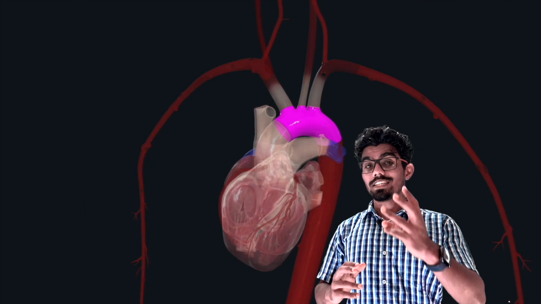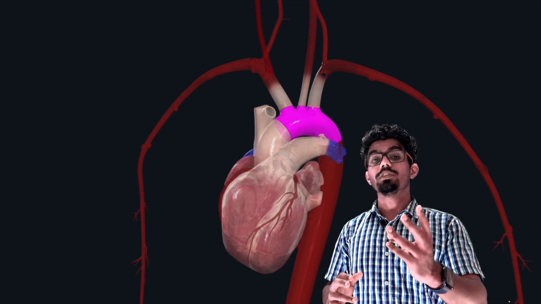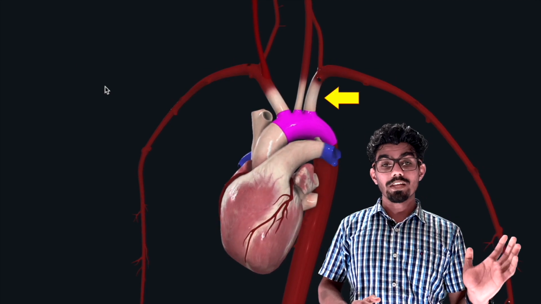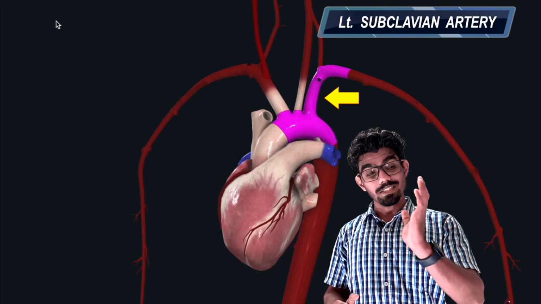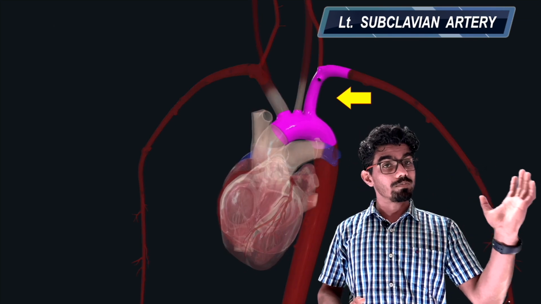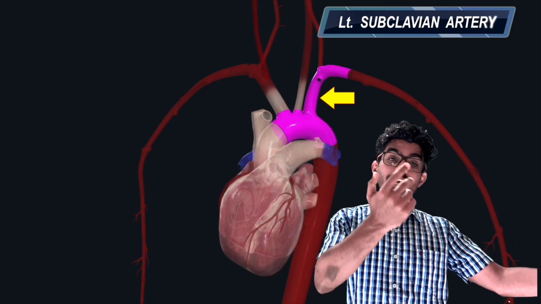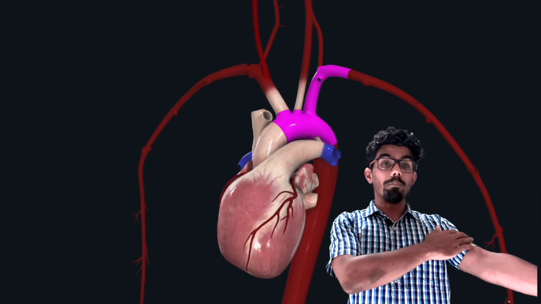Now there are three major branches from the arch of the aorta. I am telling you the branches from left to right. The leftmost branch is the left subclavian artery, and the left subclavian artery supplies the upper limb region. Subclavian artery always supplies the upper limb region. So the first branch from left to right is the left subclavian artery for the upper limb region.